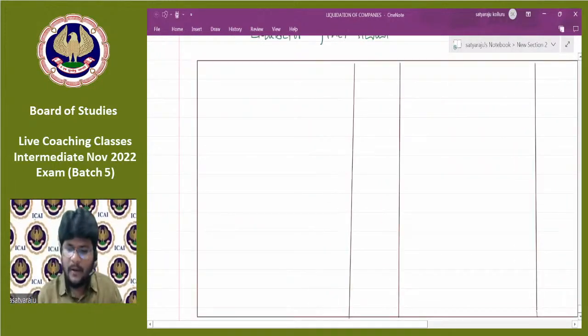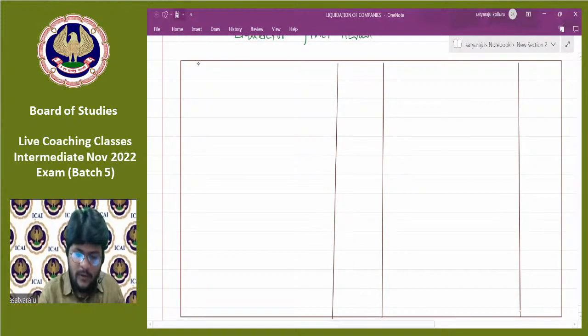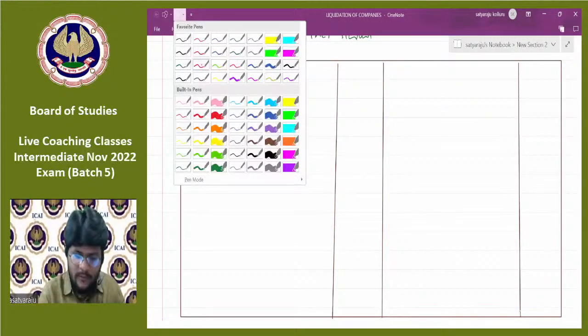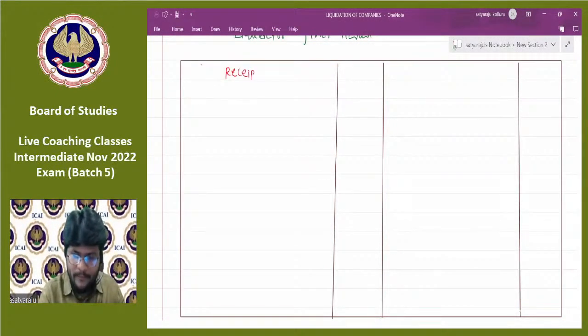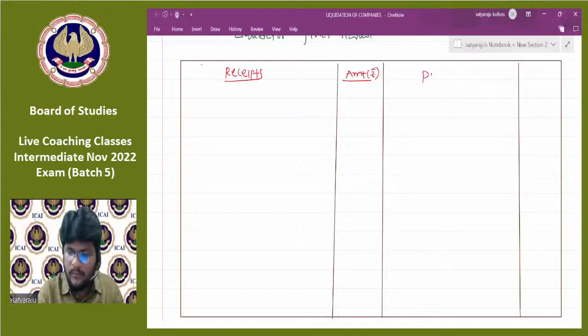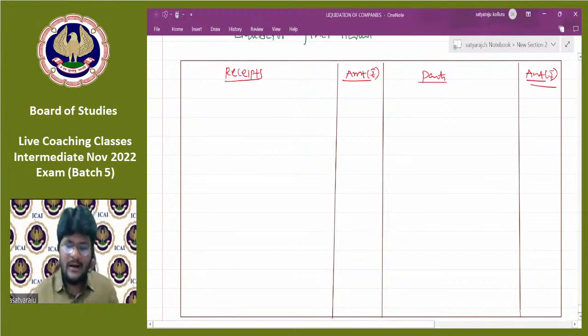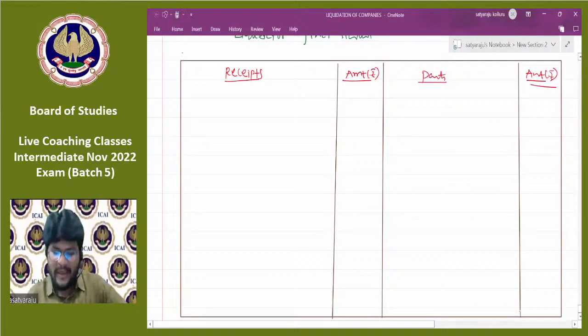Yeah, fine. Concentrate, all of you. Start with the receipts under the left hand side. Amount rupees. Payments. Amount rupees. Am I right? Now, under the receipts, first you can start with ANSP.